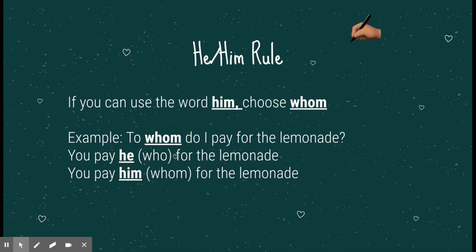To whom do I pay for the lemonade? You pay he for who for the lemonade? No, that doesn't sound correct, right? You pay him for the lemonade? We can switch it for the word whom. To whom do you pay for the lemonade? You pay him.